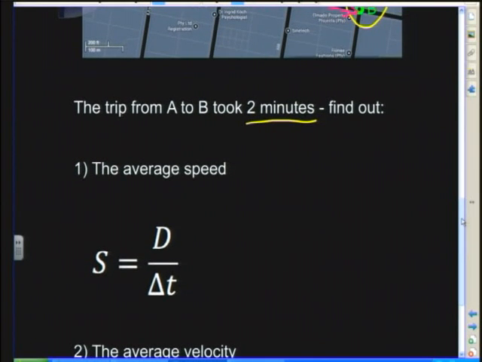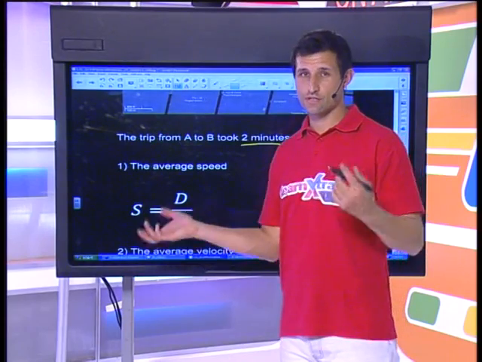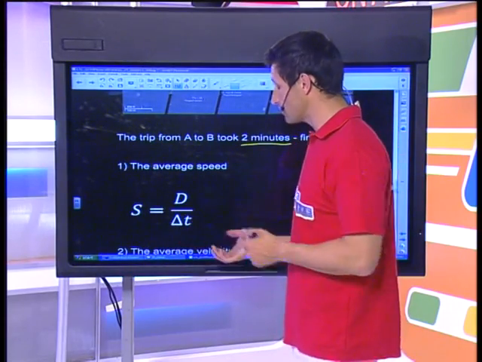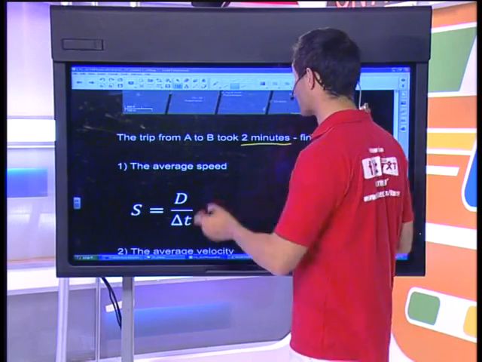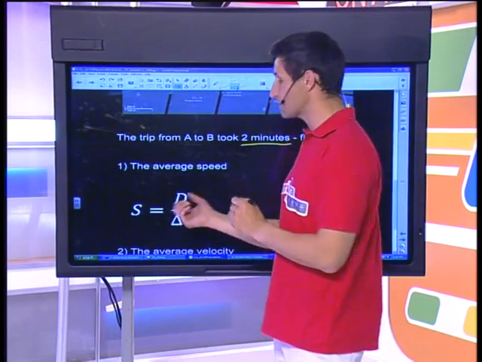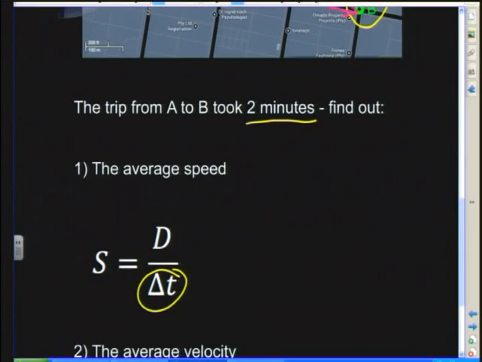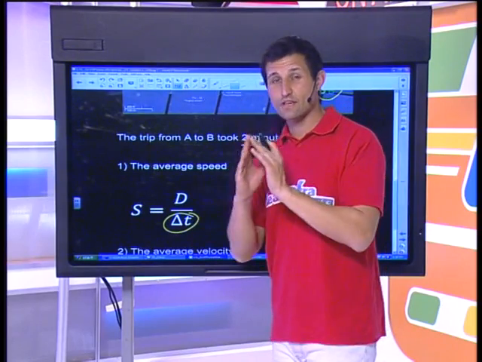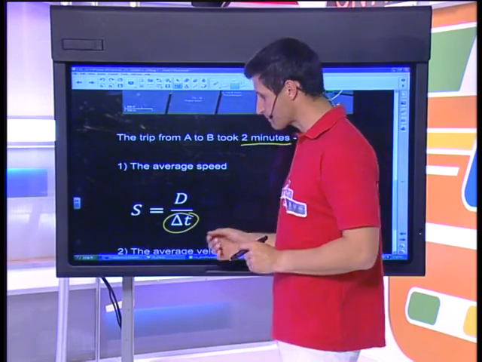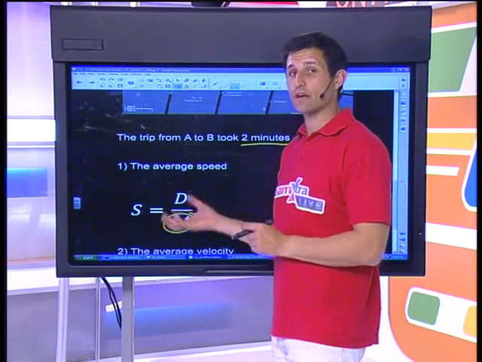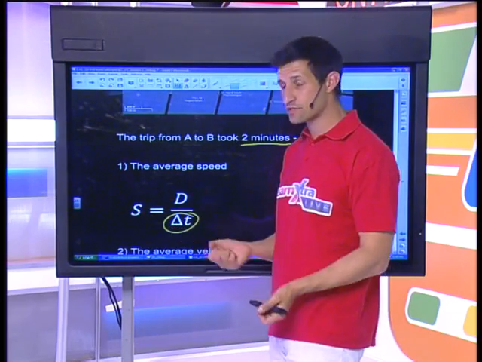So let's work with the average speed first. Now, you might notice that the equation looks slightly different to how it did before. I'm using symbols instead. So capital S for speed is equal to capital D for distance over delta T. Anytime you see this triangle, it just means how much time it took. So delta T, that delta means the change in something. So my speed depends on how much distance there was and the change in time.